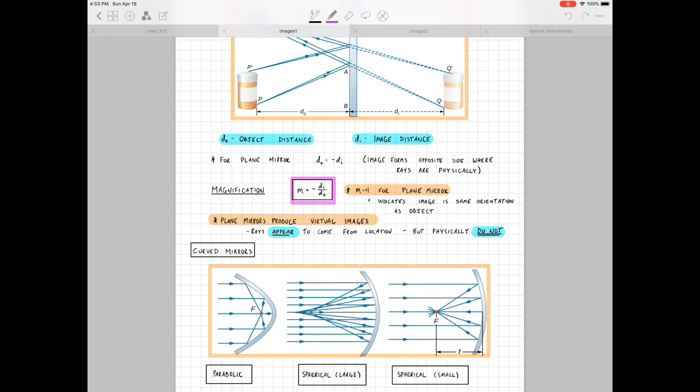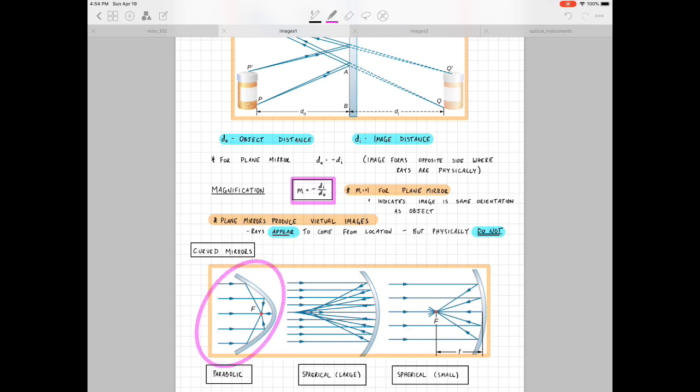Because with the plane mirror, even though the rays change direction, the relative angle between the rays does not change upon reflection. And with a curved mirror, all of a sudden you can get a change in the relative direction between adjacent rays. And so you can get different phenomena. And so there's basically two types of curved mirrors that we could see, and we're going to focus on spherical.